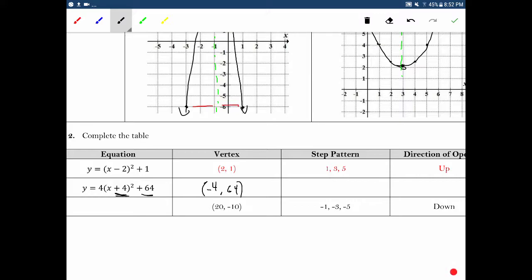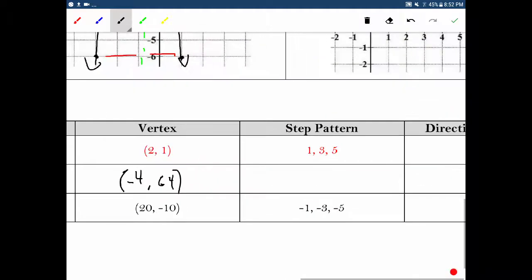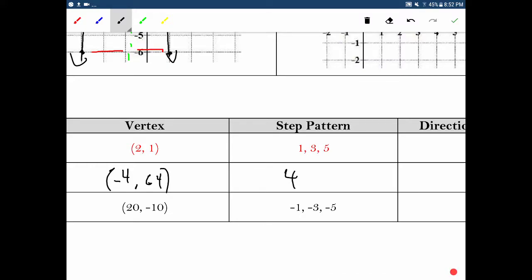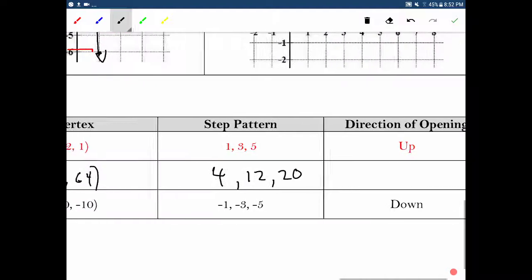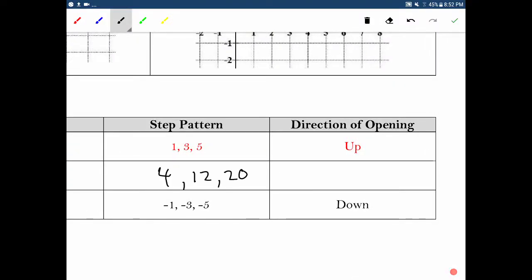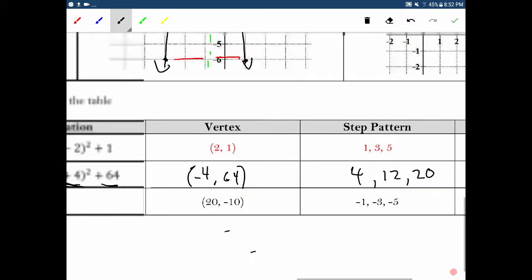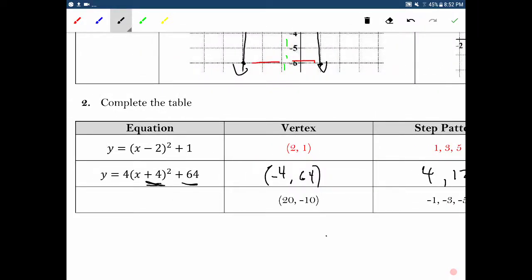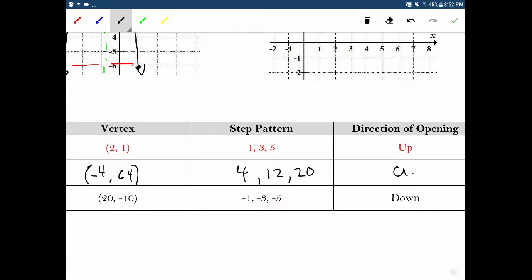Step pattern, we start with 1, 3, 5. We multiply by 4. So 1 times 4 is 4. 3 times 4 is 12. And 5 times 4 is 20. It's a good thing we're not graphing that one. I would have a hard time fitting that on a chart. It's all positive. Let me double check that I'm right about that. It is all positive, so this one's going to open up.